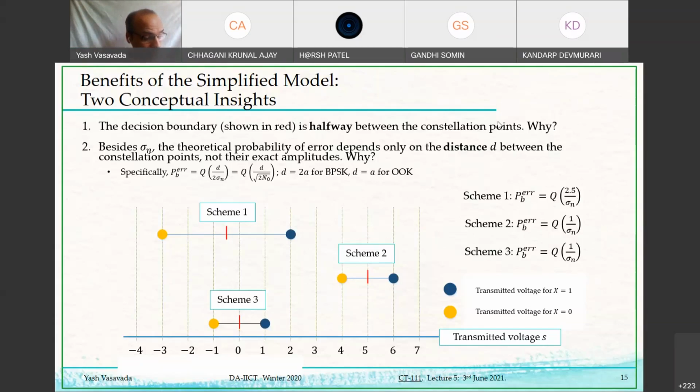Now, along with the notion of energy per bit or energy per symbol, there is something called average energy of your design, average symbol energy or average bit energy. So what is going to be, let me call it E_B average, for this constellation?